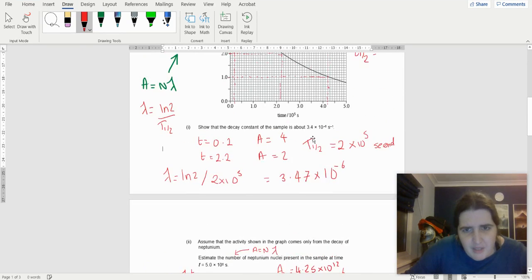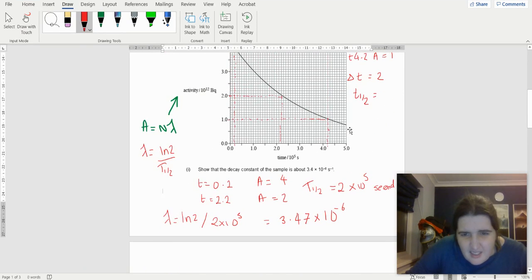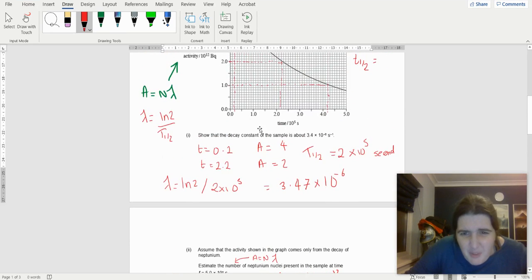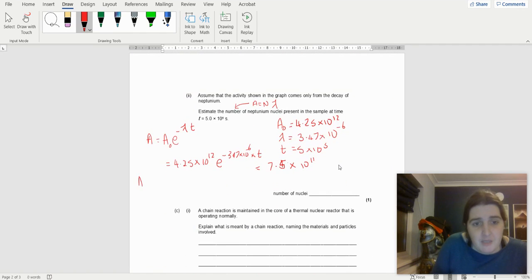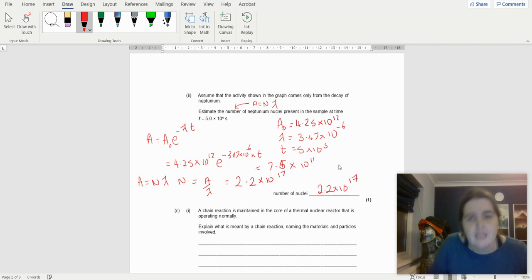And you know what? Having a look up here, it's about 7.5. Yeah, it's about right. Okay, you could have used the graph. So activity equals N lambda, so N equals A over the decay constant. I'm now going to divide that by my decay constant of 3.47 times 10 to the minus 6. And I get an answer of 2.2 times 10 to the 17. Of course, you must put the units in there, so 2.2 times 10 to the 17.